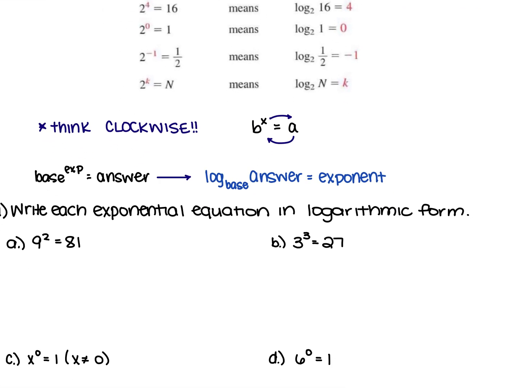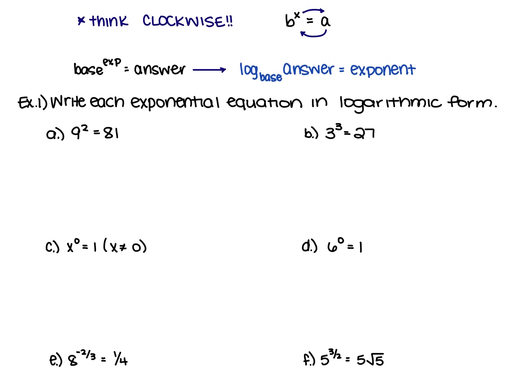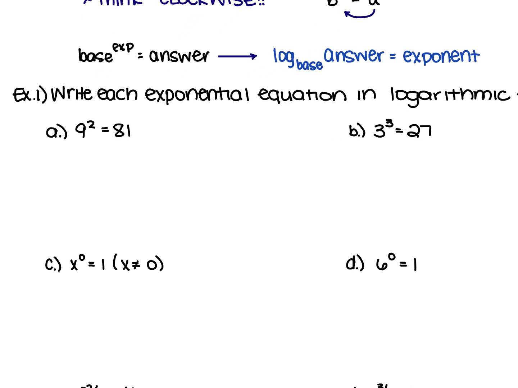For our first example, we are just writing these exponential forms into log form. For a, you have 9 squared is equal to 81. We are going to drop down that 9. The 2 becomes your answer. The 81 becomes your whole number. Write the word log in there. So that's log 9 of 81 is equal to 2.